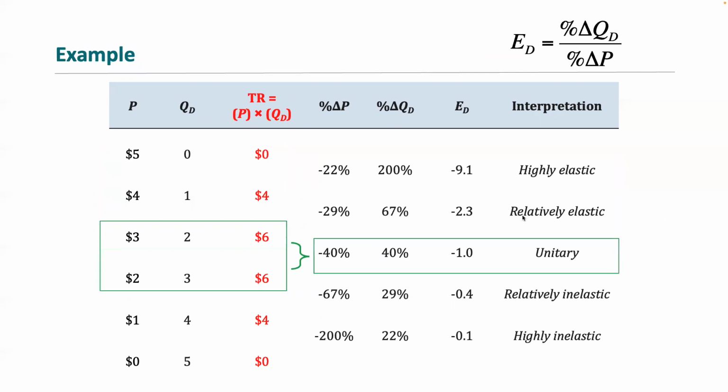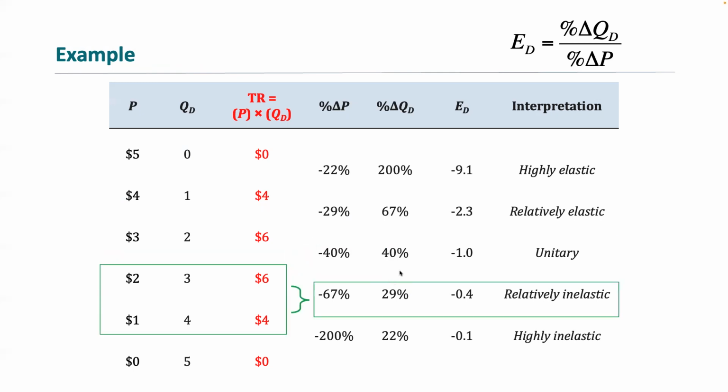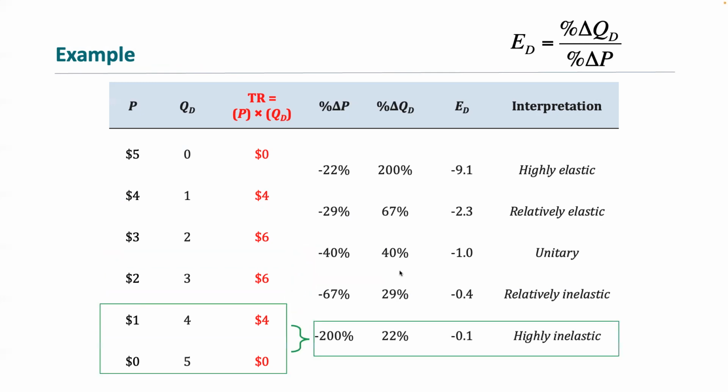As we move from $3 to $2 per drink, it's unitary because our percent change in price is equal to our percent change in demand. And then we become relatively inelastic and eventually highly inelastic as we move from $2 to $1 and $1 to $0. Now, what's important for you as a student here is to be able to calculate and plug into this formula. So I would recommend to pause the video and just make sure that you're able to calculate these same elasticity of demand numbers, and that you're able to interpret that anything that is less than -1 will be more elastic, and anything that's greater than -1 will be relatively inelastic.